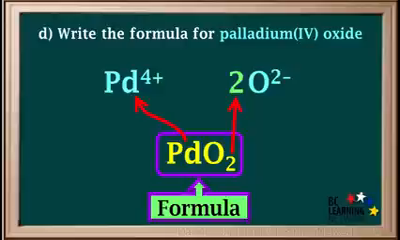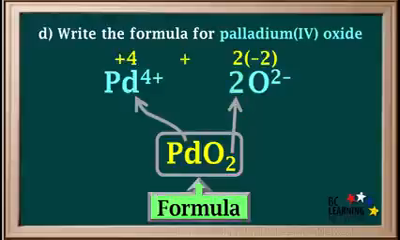Checking charges, we have 1 Pd4+ ion and 2 O2- ions. So the total charge is positive 4 plus 2 times negative 2, or positive 4 plus negative 4, which is equal to 0. So PdO2 is the correct formula for palladium 4 oxide.